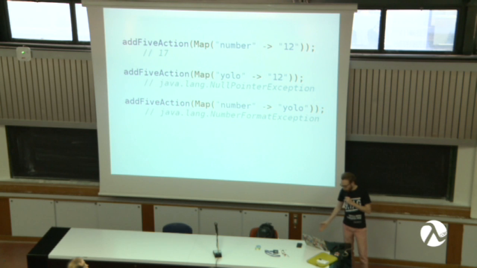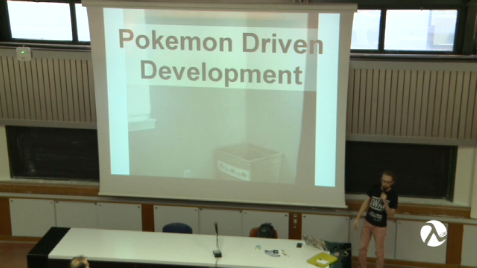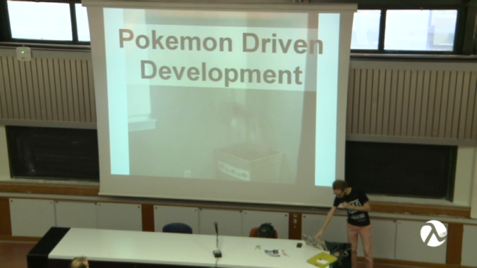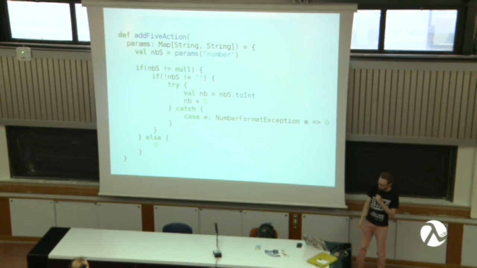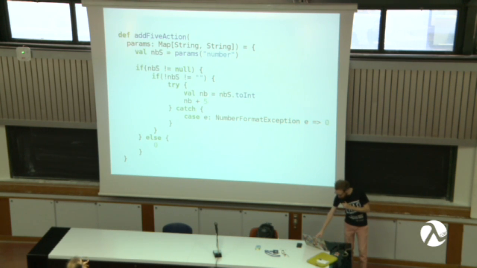So what we usually do to avoid these exceptions is something we call Pokemon-driven development. Gotta catch them all. We first add null checks, and then we add a try-catch block. So it's somewhat familiar, and it's what we should do. Now we can see that the code is starting to not look like the specification. It's still manageable, but it's a start.